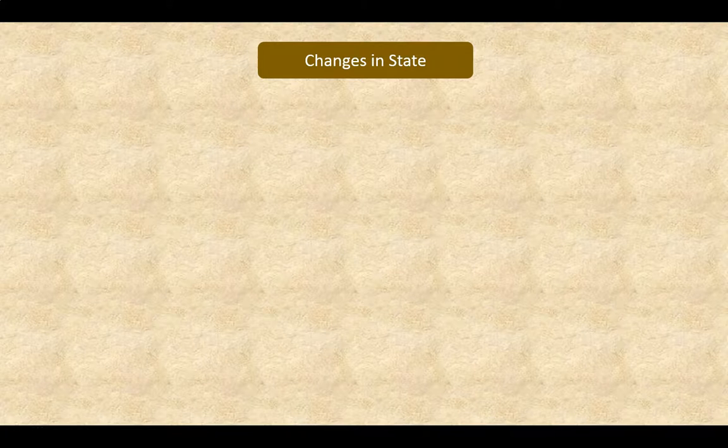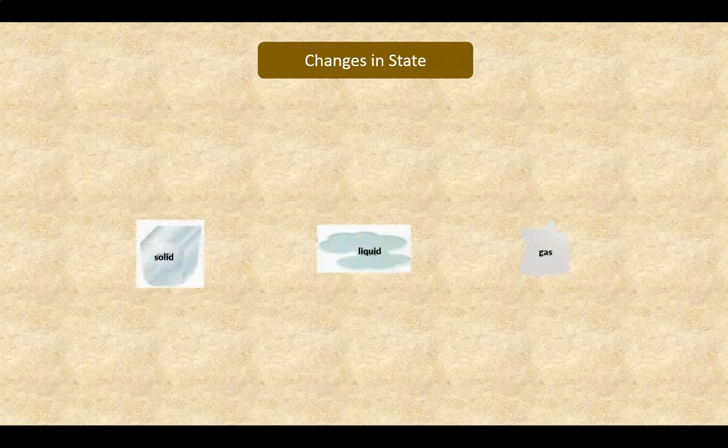Changes in state. When we talk about states of matter, we're referring to solids, liquids, and gases. As you know, these states of matter can undergo what we call changes in state, and there are 6 of them which you will recognize. Let's consider the first change in state shown here from solid to liquid. This is commonly called melting.